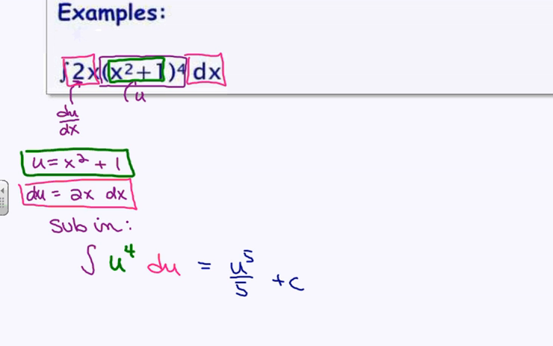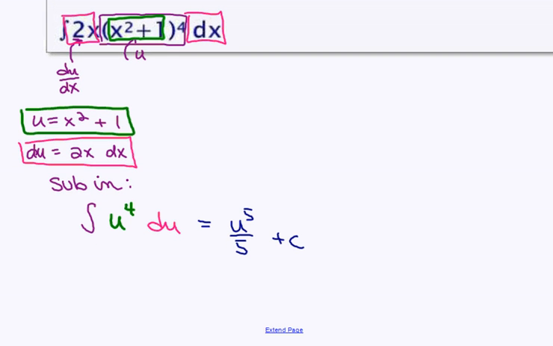We want our answer to be expressed back in terms of x. So now plugging back in for our u function, u is equal to x squared plus 1. So this will be x squared plus 1, all raised to the fifth, divided by 5, and then plus c. And of course, you can always go and check your answer by taking a derivative.